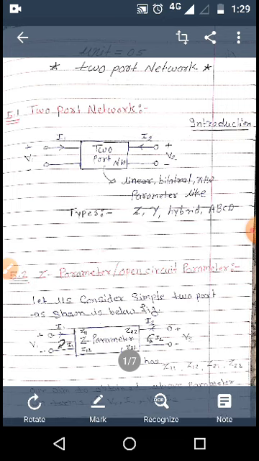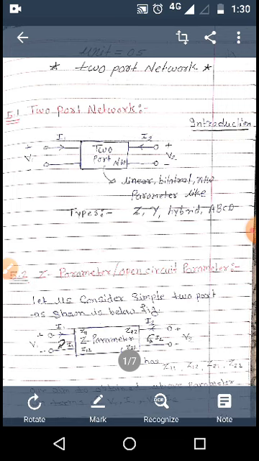In this figure, the right side has one port and the left side has another port. The right side port is considered to have V1 voltage and I1 current, and the left side is considered to have V2 voltage and I2 current. Between the input and output ports there are some linear active bilateral parameters.